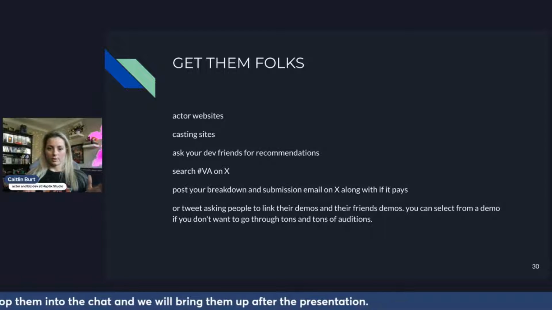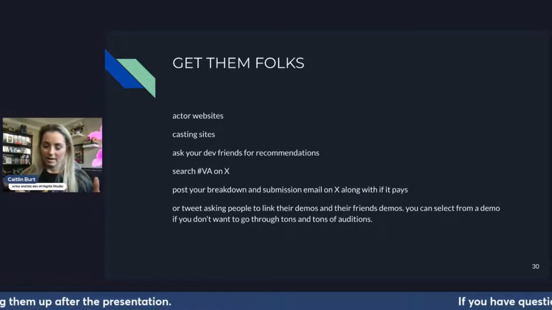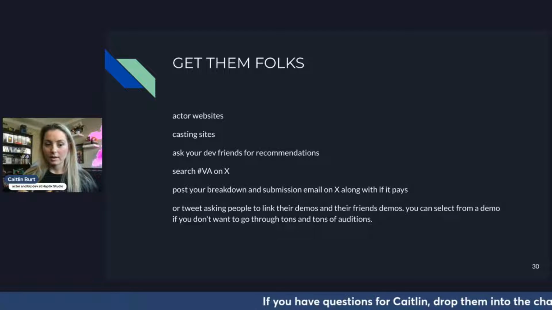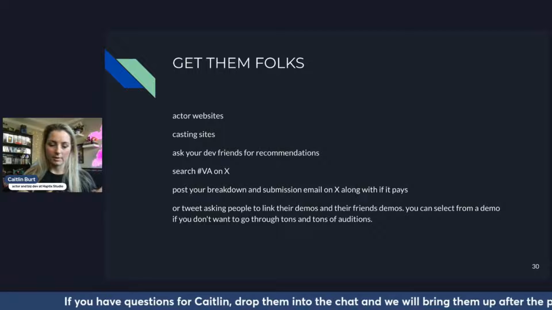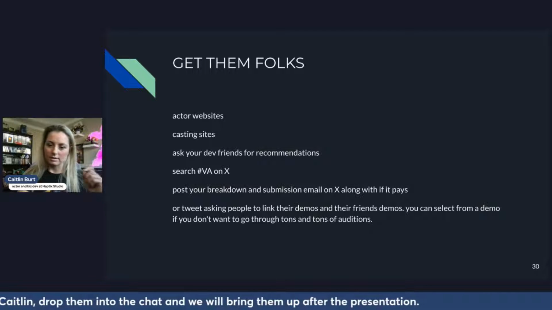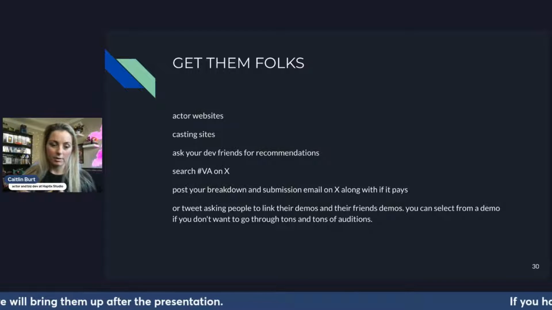So post up your breakdown and the submission email where you want things sent on X, along with if it pays. That's kind of the standard way to do it. Or you can just ask people for their demos, if you don't want to hear them saying the lines, you don't want to write up that whole thing. You can just listen to demos and then see what different kind of characters they can do. Maybe they can do a couple characters for you.